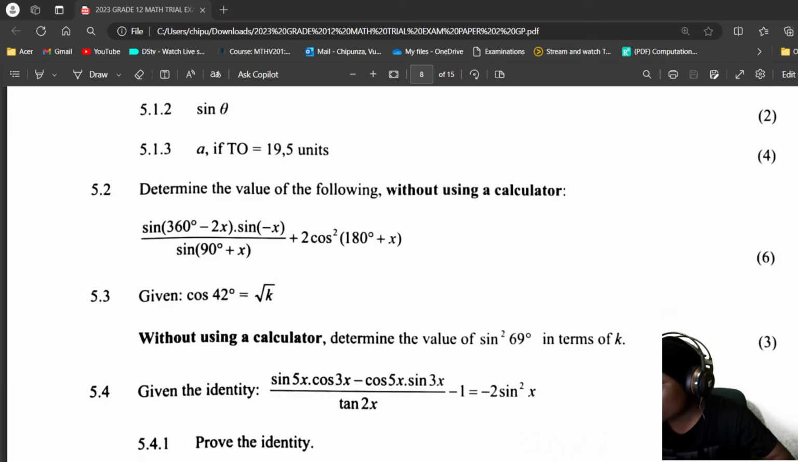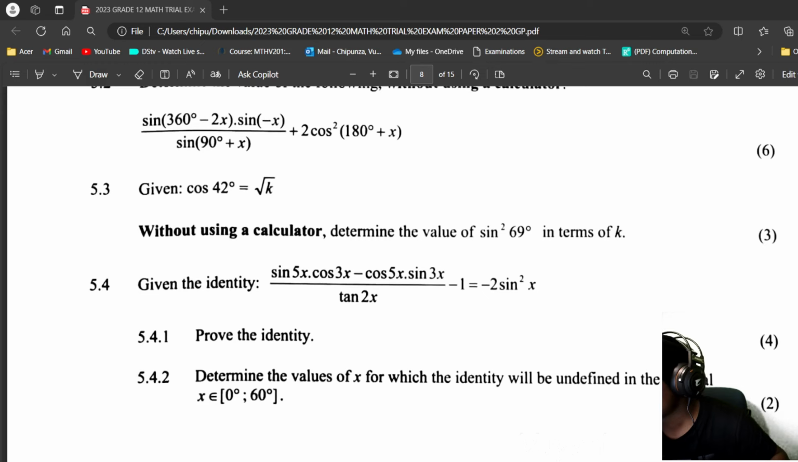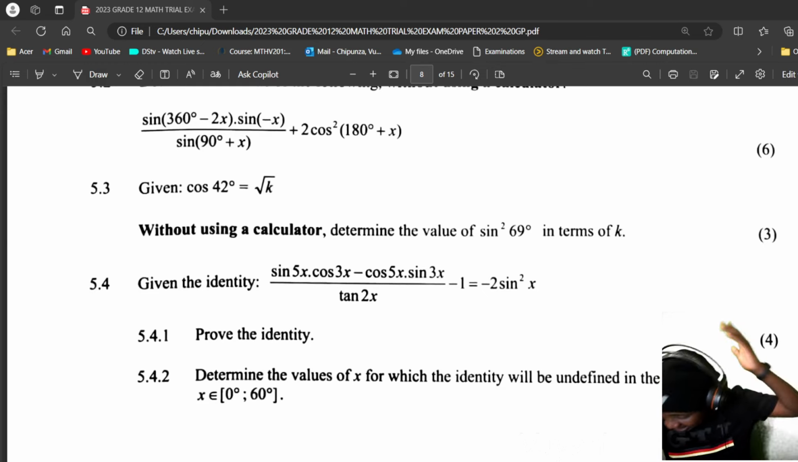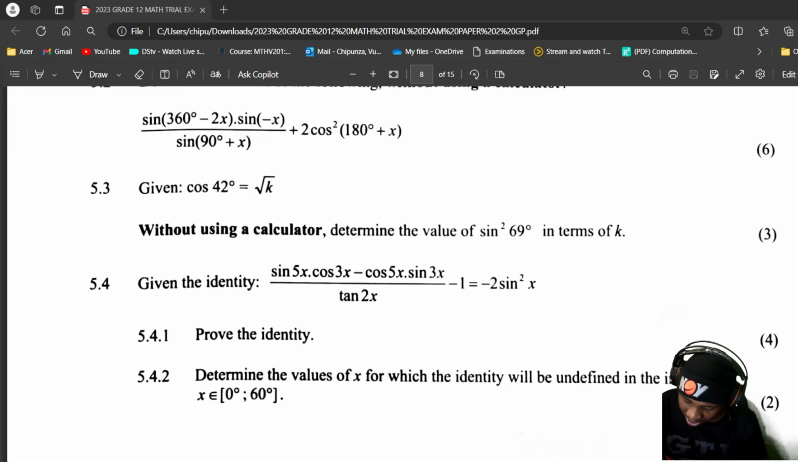They're saying that, given cos 42 is equal to root k, without using a calculator, determine the value of sine squared of 69 in terms of k. This is interesting. This is amazing. So we are told that this is 5.3. I get excited when it comes to math, guys.